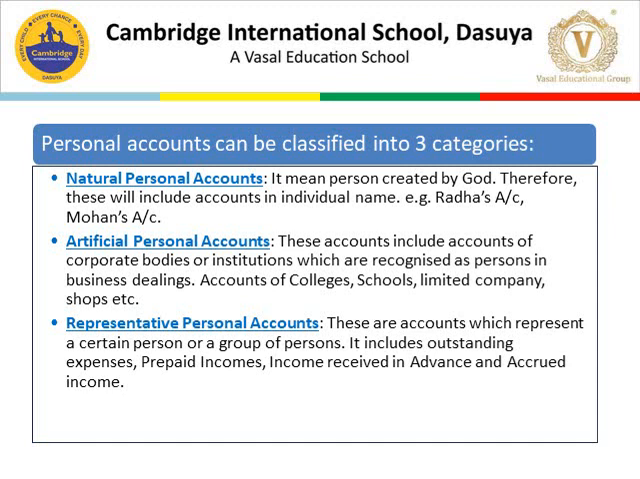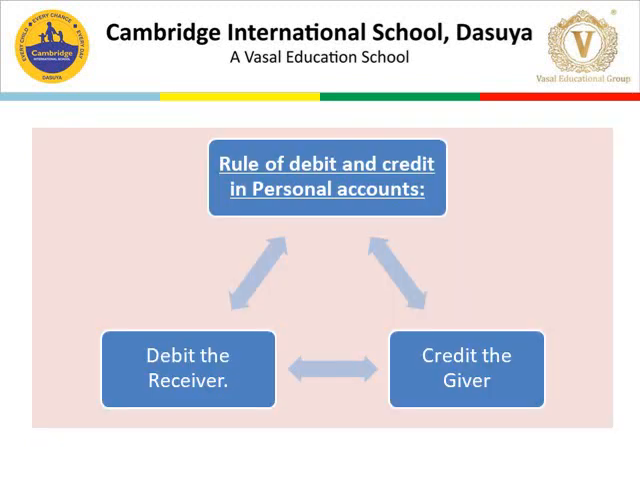So we have read three persons: natural person, artificial person, and representative person. Now the rule for the personal account is debit the receiver, credit the giver. The person who receives will be debited and the person who gives will be credited.